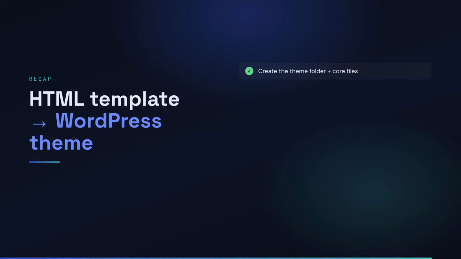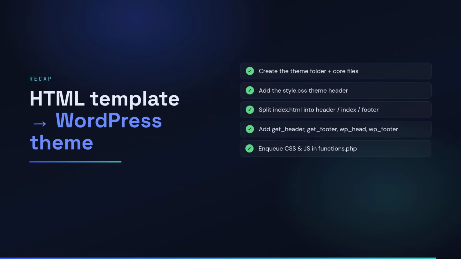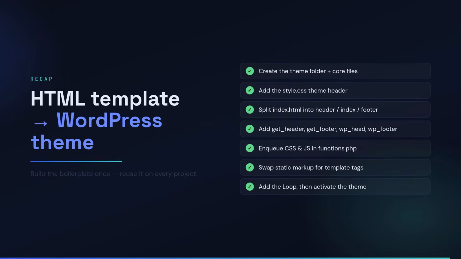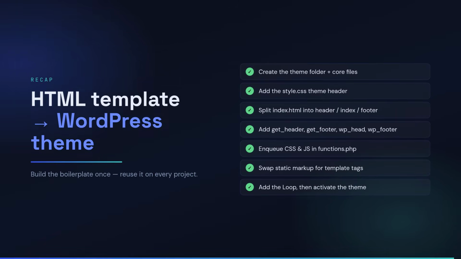That's the whole conversion. Folder and files, theme header, split the template, enqueue the assets, go dynamic, add the loop, activate. Build it once, reuse it forever.